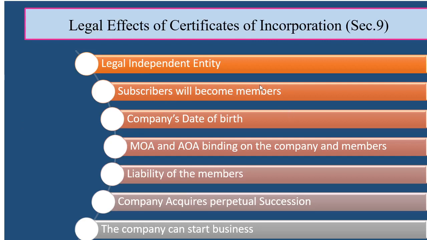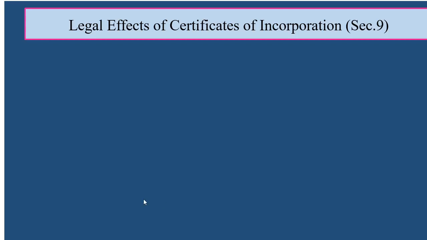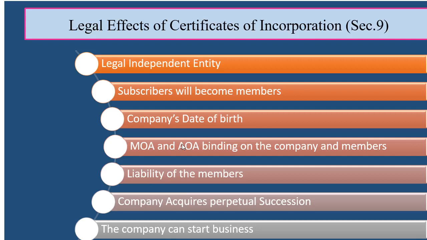Subscribers will become members. Those who signed the memorandum as subscribers to the shares will become members now. Company's date of birth: the company's incorporation date is the date of birth of the company. Memorandum as well as articles of association are binding on the company and members. From here onwards the members and company should act according to the rules and regulations specified in the memorandum as well as articles. The liability of the members will start as specified in the memorandum, whether it is limited or unlimited liability. Again, if it is limited, whether it is limited to the shares or limited by guarantee.